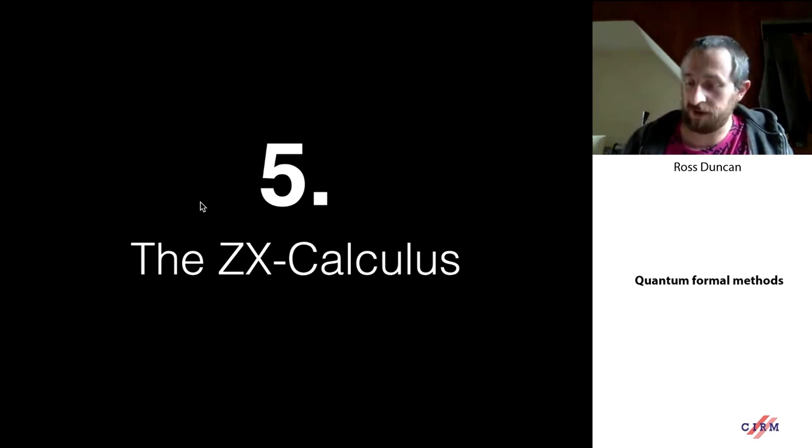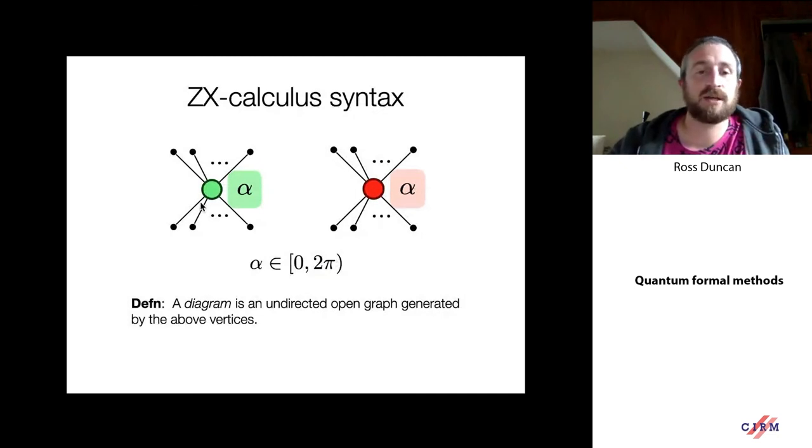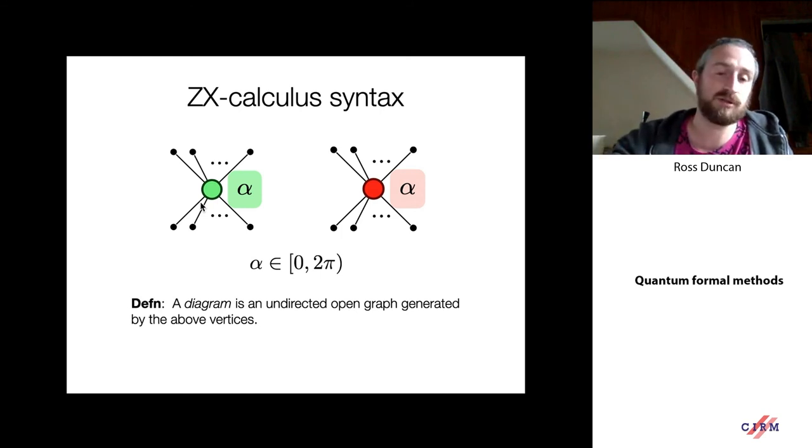Okay, so we're going to start with the syntax. And the syntax is what's called diagrams. And a diagram consists of an undirected graph. It's an open graph, meaning that not every edge has to end in a vertex. So you can have open edges. And the vertices have two properties. They have a color, which can be green for Z or red for X. And they have a label, which is an angle. And if the angle happens to be zero, then I won't write it. So any vertex that doesn't have a label is zero.